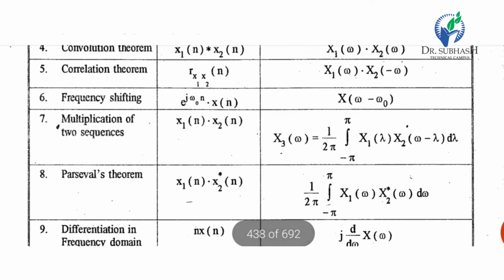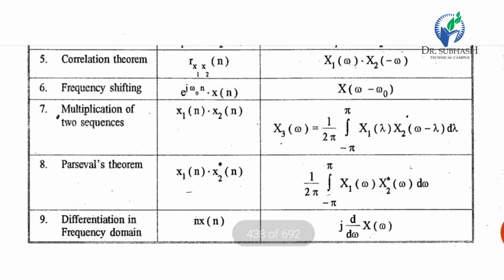Now the next property is the correlation theorem, property number 5. R indicates the correlation. So the correlation r x1 x2 of n, in the frequency domain, is X1 of omega multiplied with X2 of minus omega.